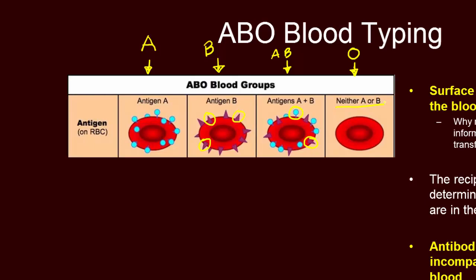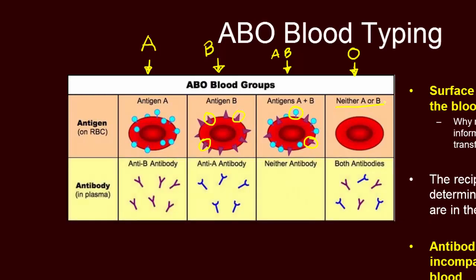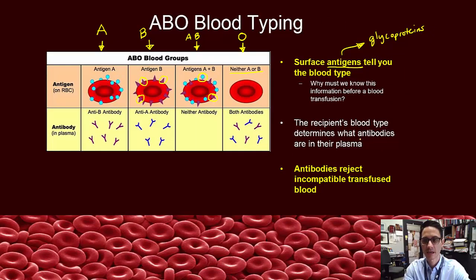So we must know what our blood type is to determine whether or not we can successfully receive a specific type of blood from a donor. So what is it about our blood that might reject a donor's blood? Well, antibodies. We have antibodies in our plasma, and antibodies are these Y-shaped proteins that attack foreign tissue.